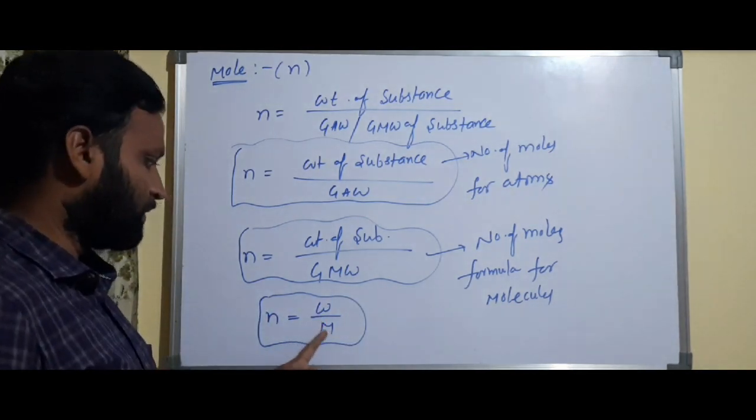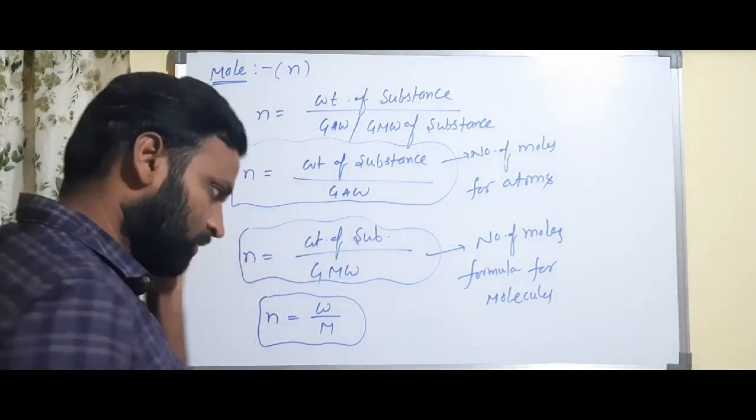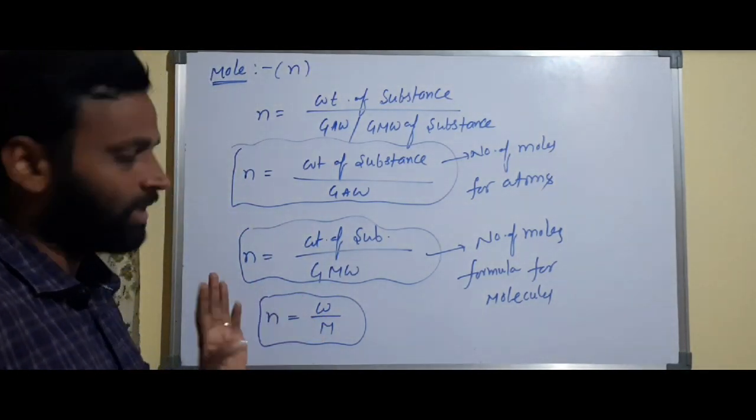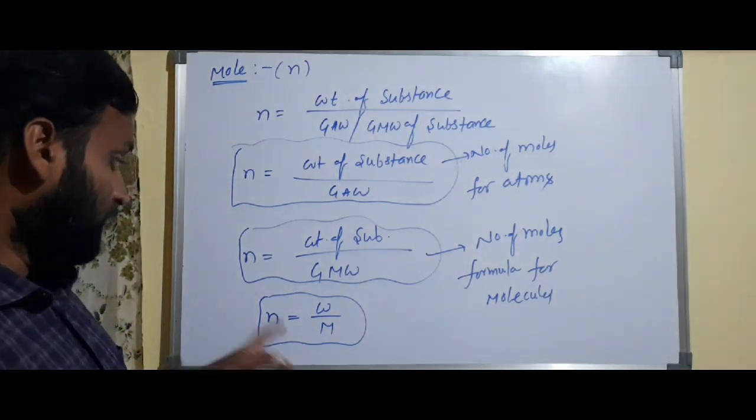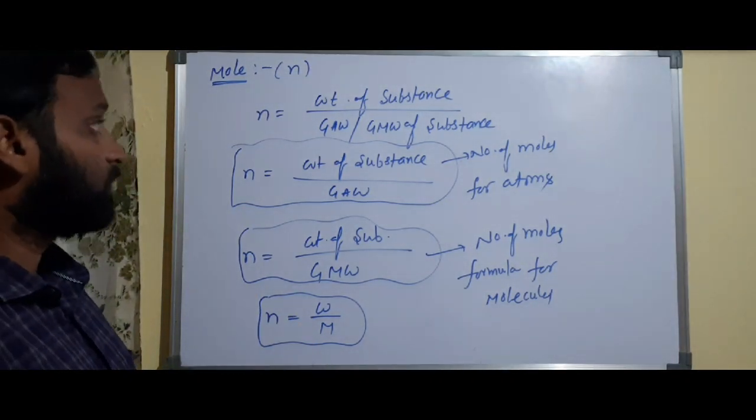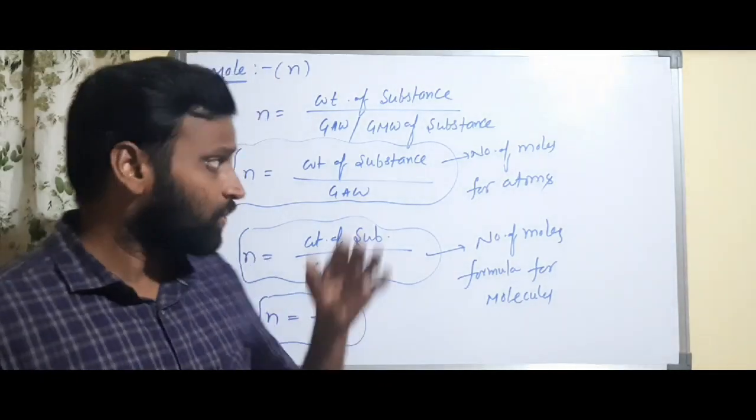W means weight, M means molecular weight. For atomic weight you can say atomic weight, not a problem. So n is equal to weight by molecular weight. So what is the use of these moles?